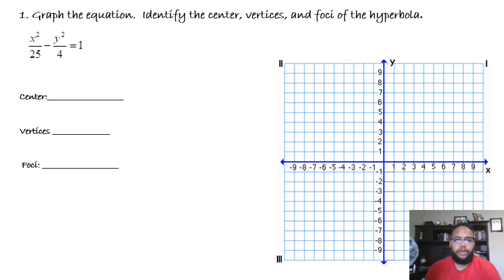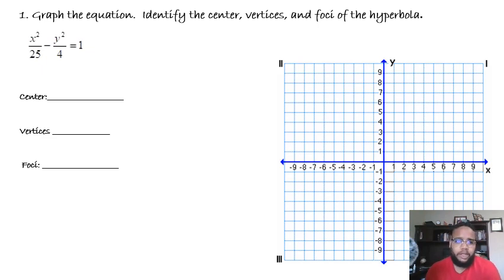Now we're going to look at how to graph a hyperbola. This time we're doing it centered at the origin. It's the simplest kind that you can do. The only difference between this and it not being centered at the origin is that H, K will be 0, 0 when you center it at the origin. So we're going to graph the equation, identify the center, vertices, and foci of the hyperbola.